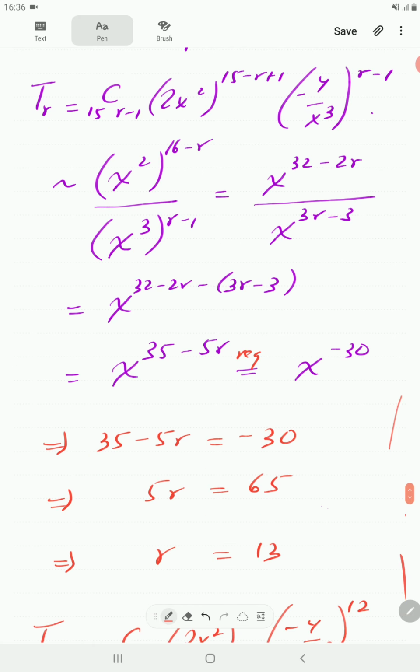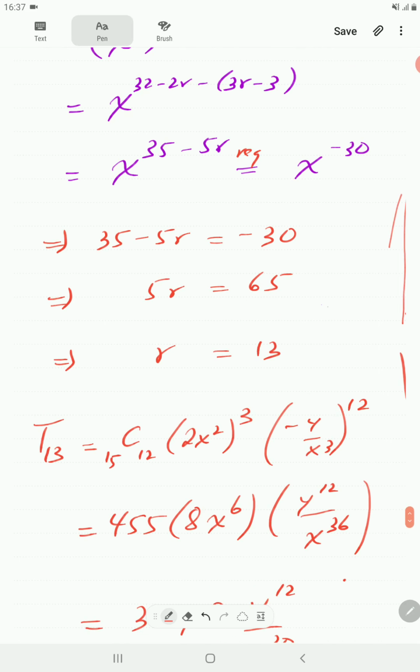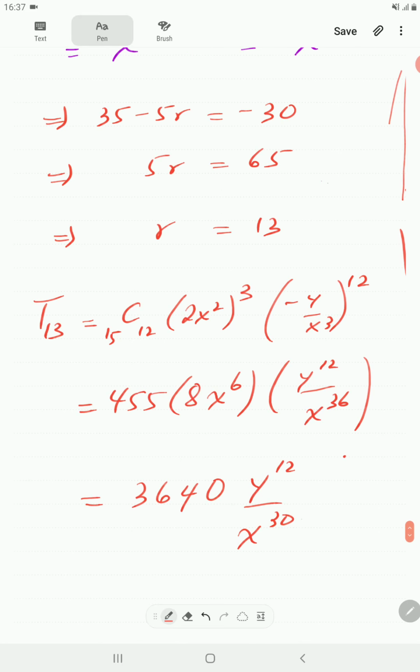In the term of interest, we have x to the minus 30. So that means this must be equal to this. So when you solve, we get that r is 13. So we're looking for term number 13. This is going to work out like this, which if we simplify is going to give us that, which of course involves x to the power minus 30.